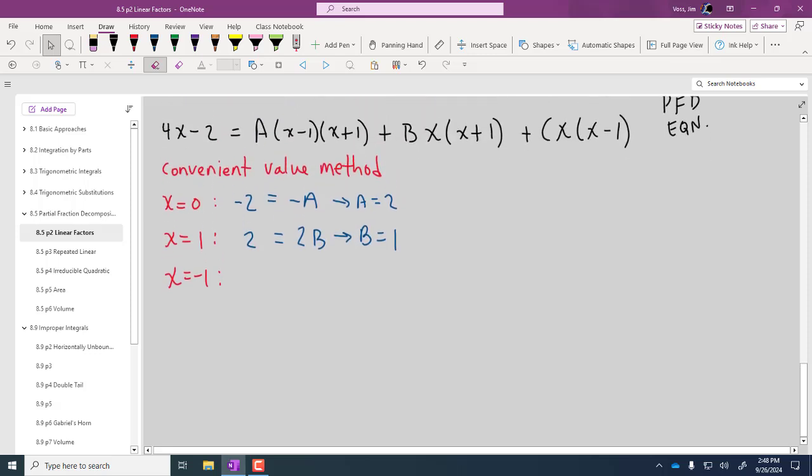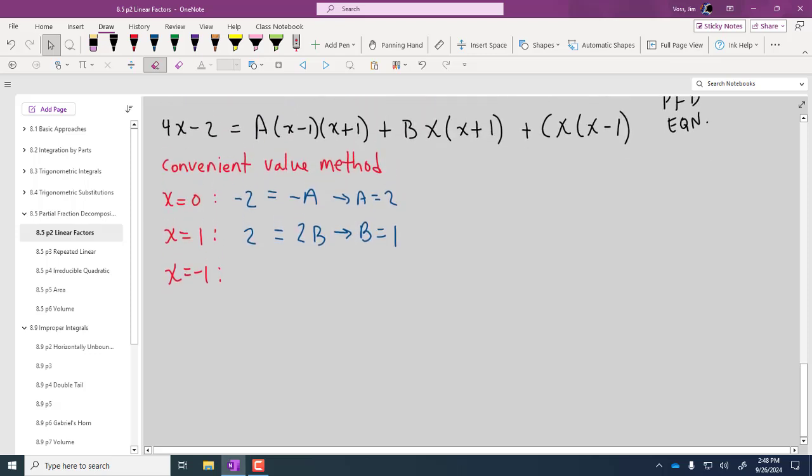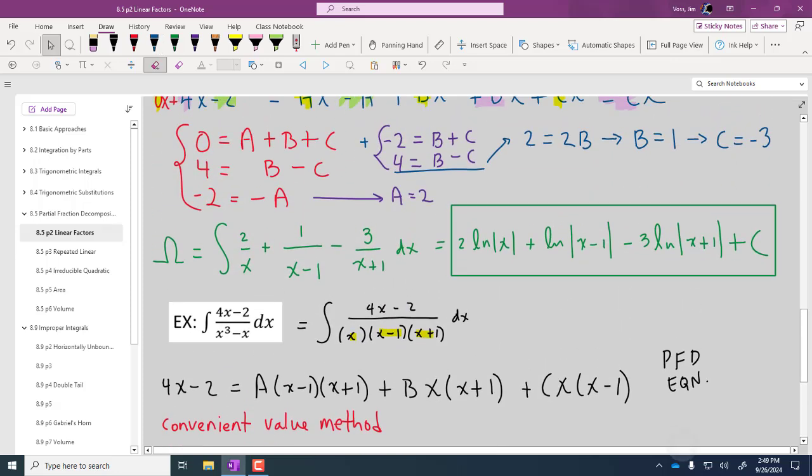Now, let's go for the last one. When x is negative 1, on the left side, negative 4 minus 2 is negative 6. On the right side, plugging in negative 1, gone. Negative 1 plus 1 is 0. Gone. Negative 1 plus 1 is 0. Only remaining term, negative 1 there. So in here, we get negative 2 times negative 1 is positive 2 times c, which tells us that c is negative 3.